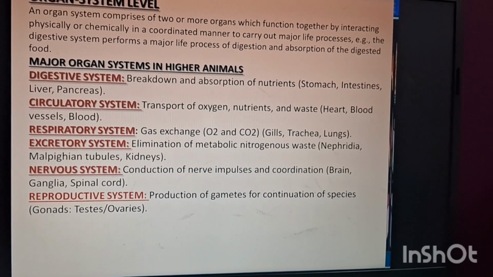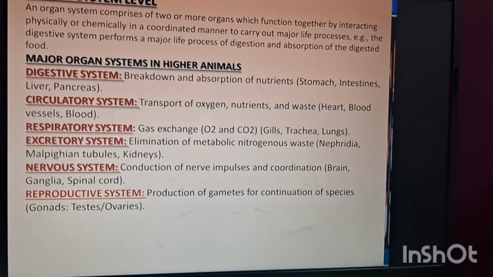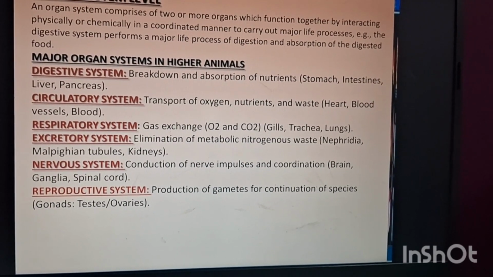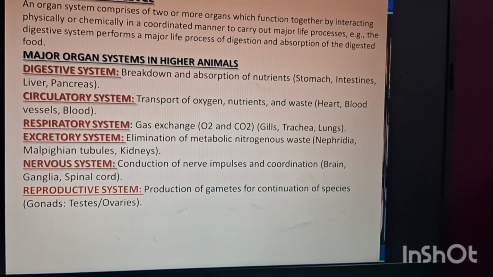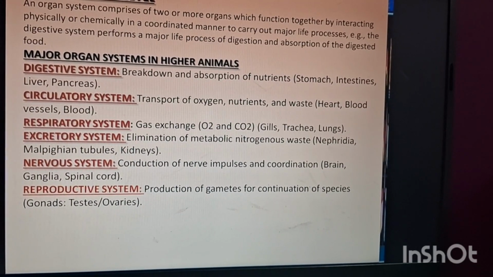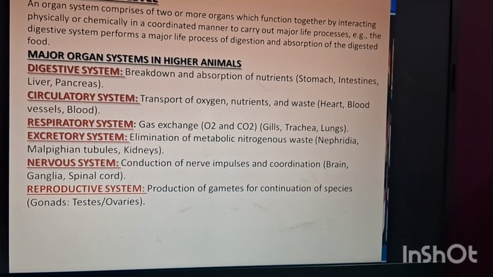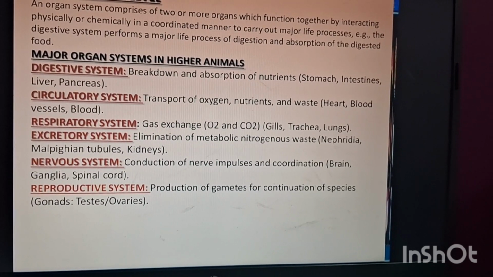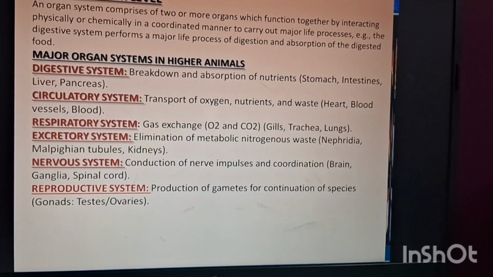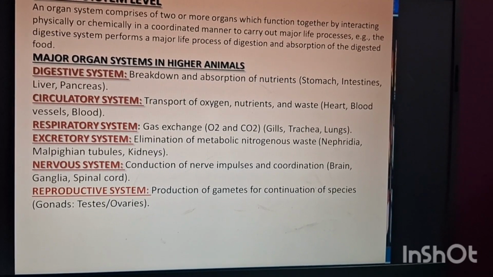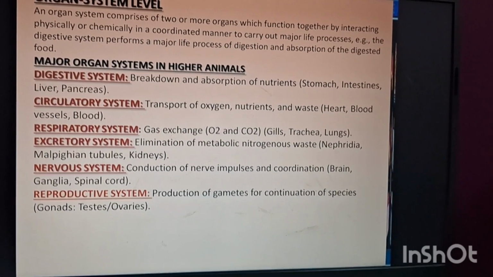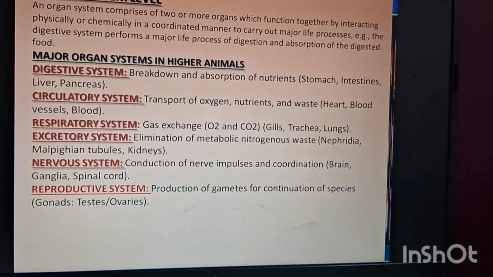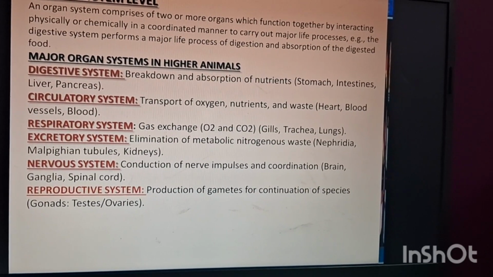Next is circulatory system. Function, transport of oxygen, nutrients and waste material. Included organs are heart, blood vessels, blood. Next, respiratory system. Function, gas exchange, O2 and CO2. And organs are gills, trachea, lungs. Next, excretory system. Function of the excretory system is elimination of metabolic nitrogenous waste. Included organs are nephridia, Malpighian tubules, kidney.